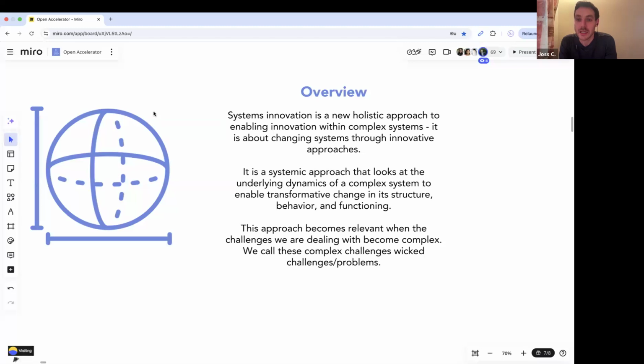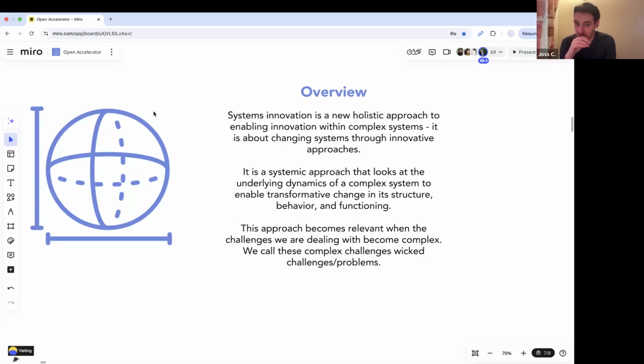It looks at the underlying dynamics of a complex system and the systemic structures, and asks about how we can do a more transformative kind of change, trying to change the behavior and function structure and ultimately ways of thinking and values and goals of a system. So it's really thinking comprehensively about innovation. I'll talk more about that in a minute.